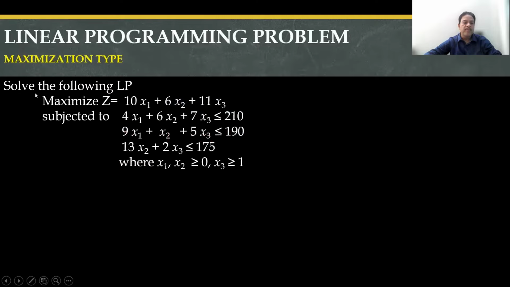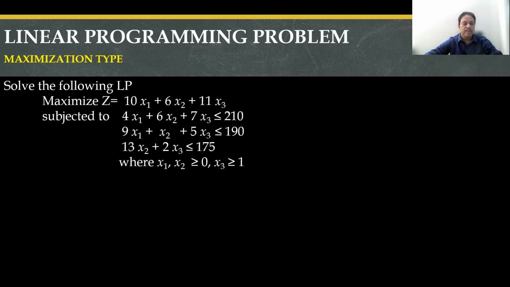So here we have maximize z equal to 10x1 plus 6x2 plus 11x3. It is the objective function, which is as usual subject to the first constraint 4x1 plus 6x2 plus 7x3 is less than or equal to 210. Nothing different in this as compared to earlier sums. 9x1 plus x2 plus 5x3 is less than or equal to 190. Again, no change. And the third constraint is 13x2 plus 2x3 is less than or equal to 175.